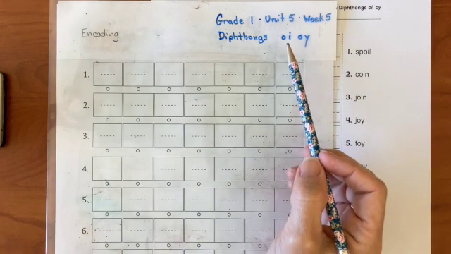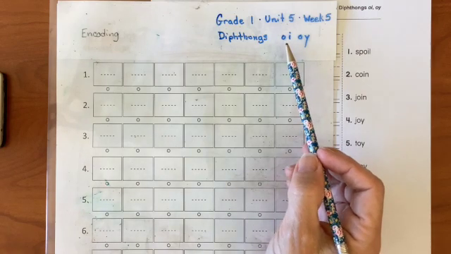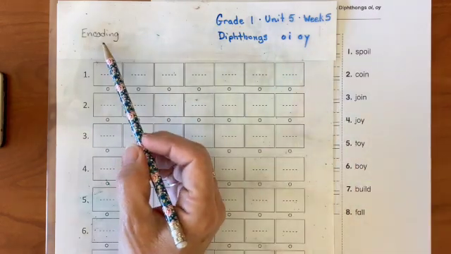Today we are encoding with diphthongs that say oi. A diphthong means it moves from one part of your mouth to another. Say it with me. Oi. This one. Oi. And when we're encoding, that means we're writing it.